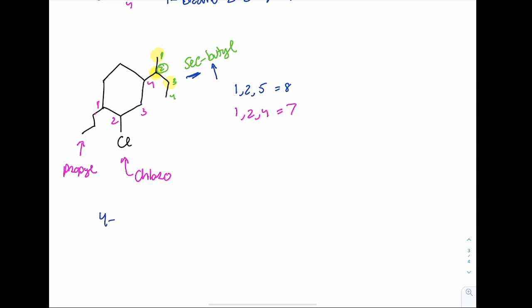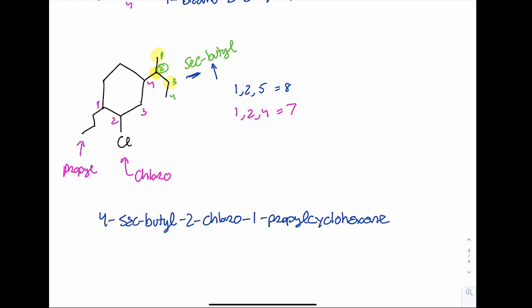So 4-sec-butyl, 2-chloro, because C comes next, 1-propyl. And then I have 6 carbons in a ring, so cyclohex, and they all have single bonds, so ane. So 4-sec-butyl, 2-chloro, 1-propylcyclohexane.